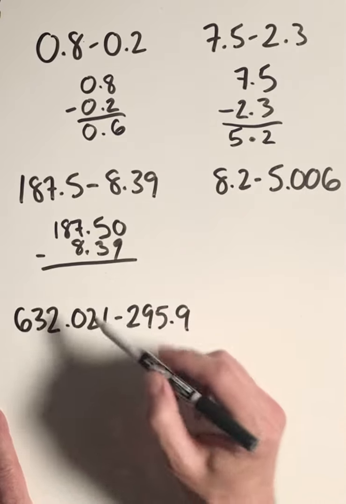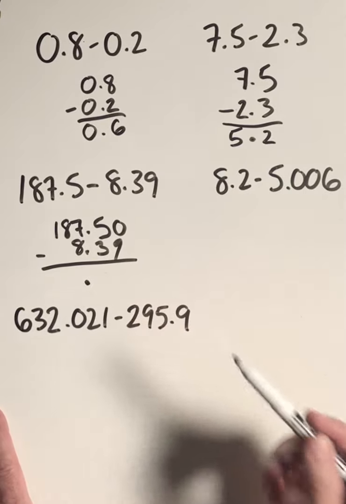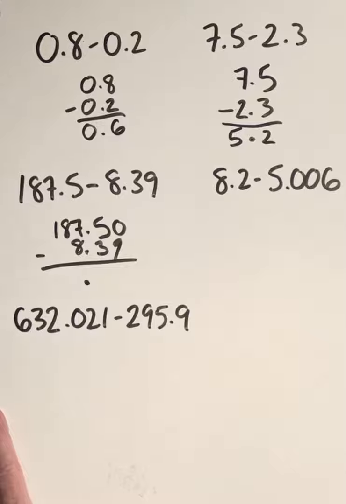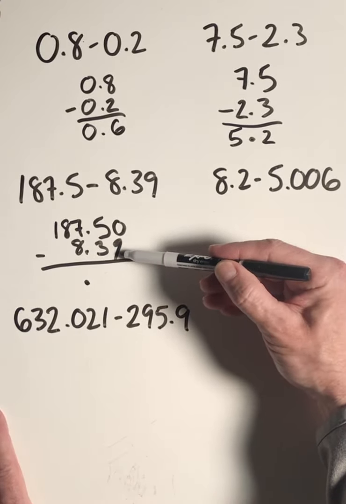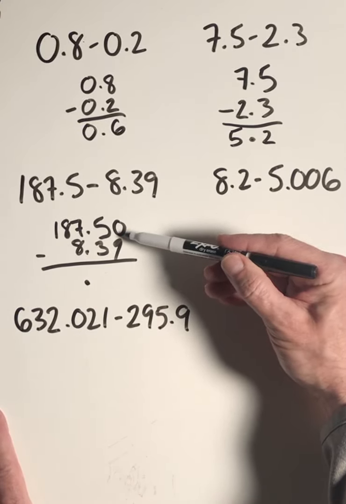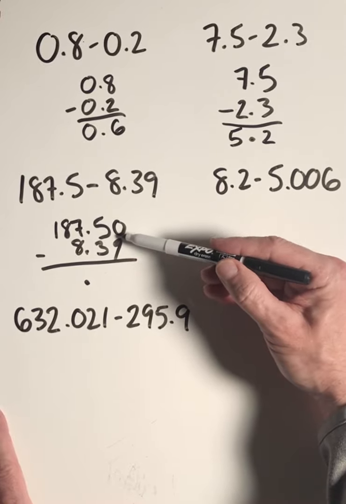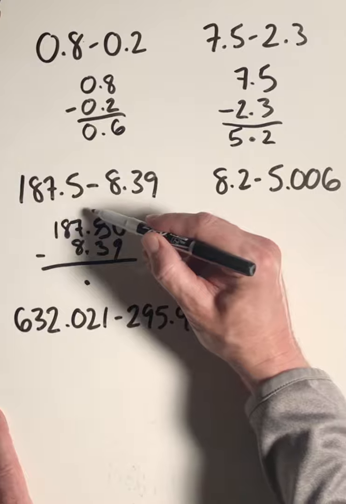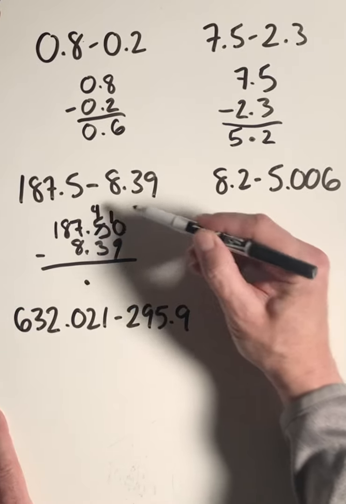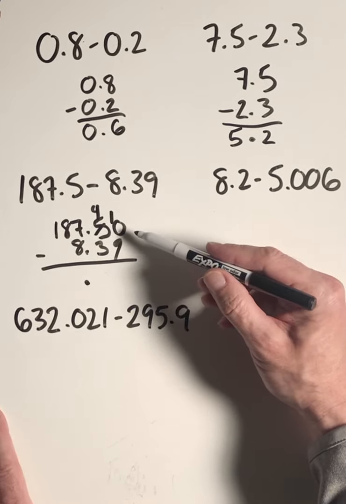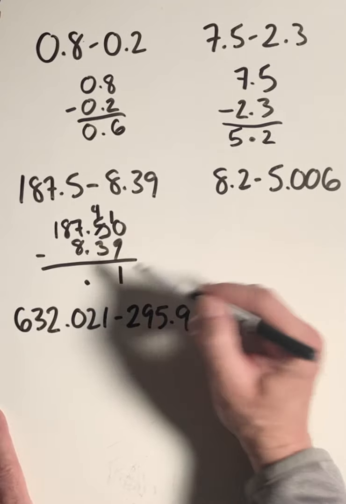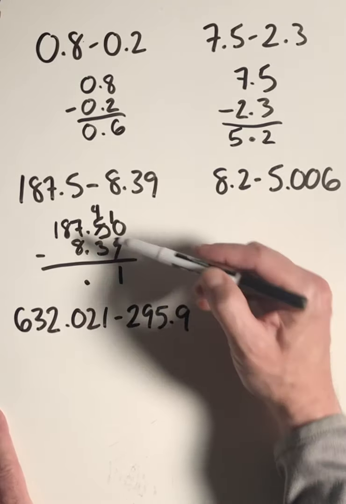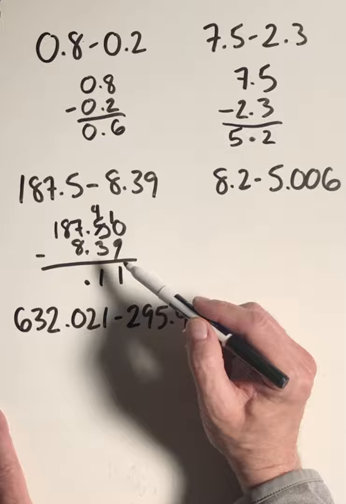You can't just bring the 9 down. Bring the decimal down, and now we'll subtract as normal. Can I take 9 away from 0? No, I can only take 9 away from something greater than 9. So I need to borrow from this 5, which will become a 4. And now this 0 becomes a 10. 10 minus 9 is 1. 4 minus 3 is 1.